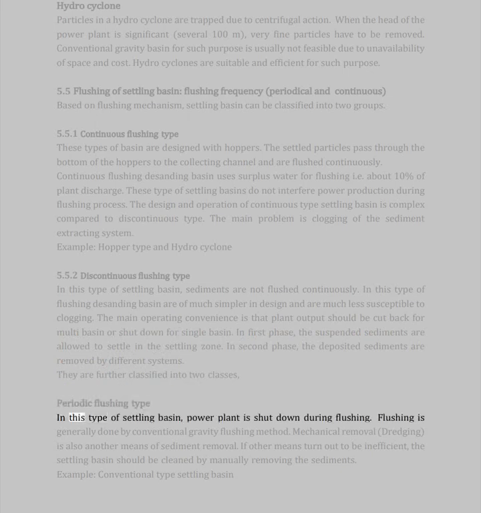Periodic flushing type. In this type of settling basin, power plant is shut down during flushing. Flushing is generally done by conventional gravity flushing method. Mechanical removal, dredging, is also another means of sediment removal. If other means turn out to be inefficient, the settling basin should be cleaned by manually removing the sediments. Example: conventional type settling basin.